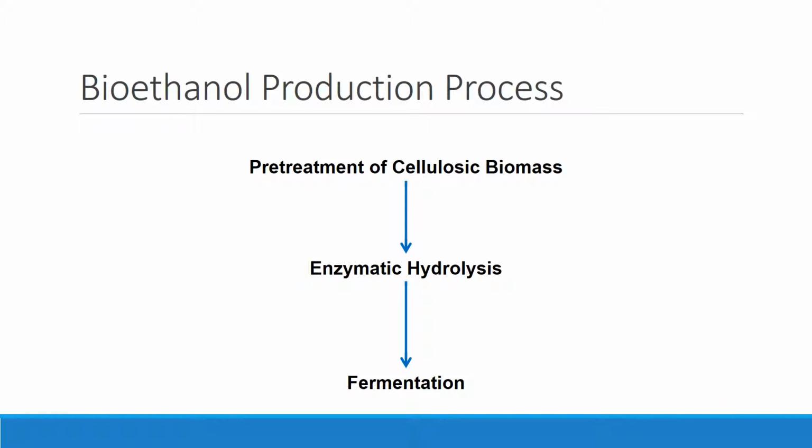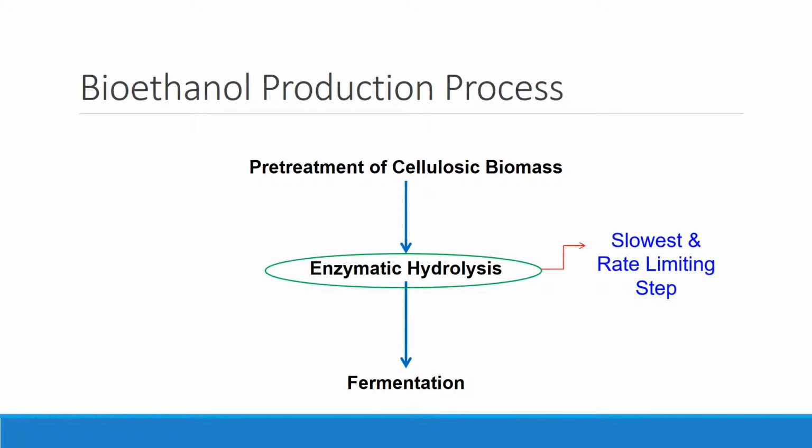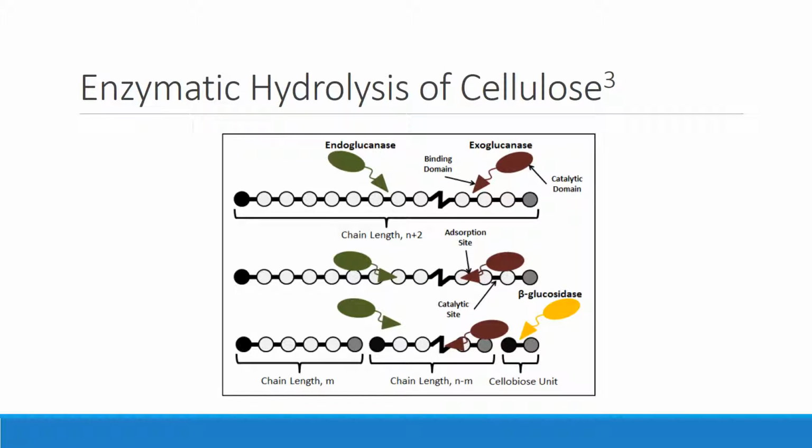So let's talk about the bioethanol production process. It's a three-step process consisting of the pre-treatment of cellulosic biomass, the enzymatic hydrolysis of that pre-treated biomass, and fermentation. The slowest and rate-limiting step is the enzymatic hydrolysis. So that's the one that needs the most improvement in order to improve the entire process, and that's the step we will be focusing on in the rest of this presentation. So let's look at that step.